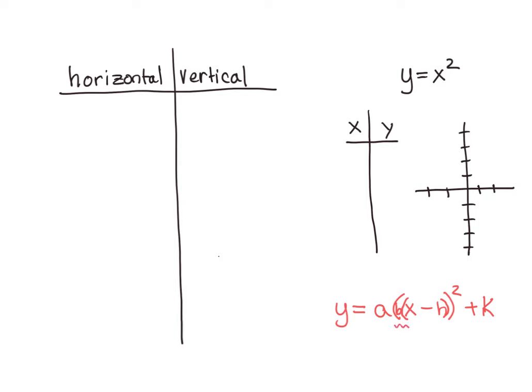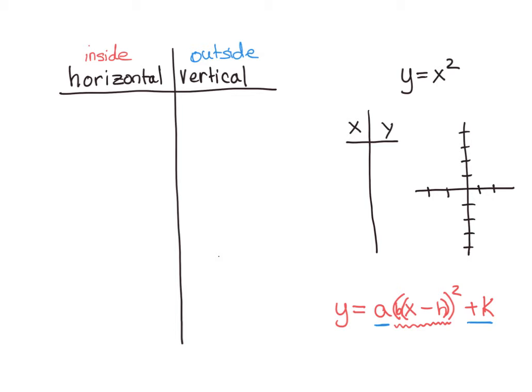Anything that's going to happen inside the parentheses, inside the item that's being squared, is going to result in a horizontal shift or change. So anything that happens inside is going to be horizontal, and the inside changes always do the opposite of what you think they're going to do. Anything that happens on the outside, like the a and the k, is going to result in a vertical change. And the outsides always do what you would expect.